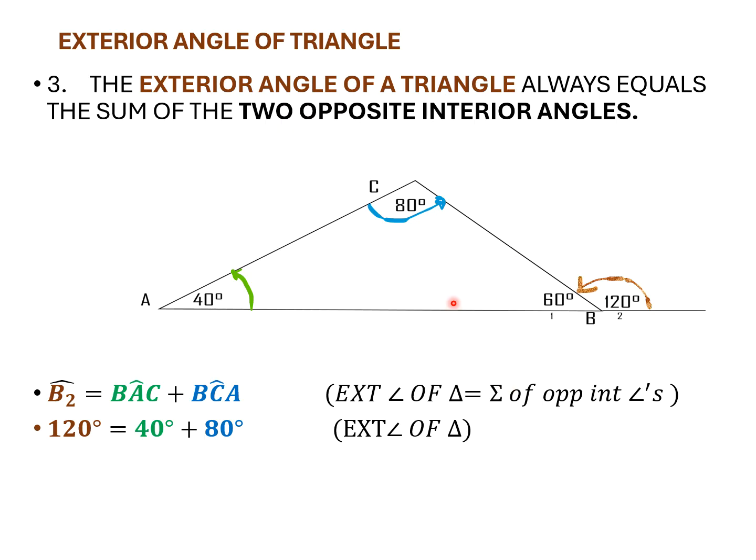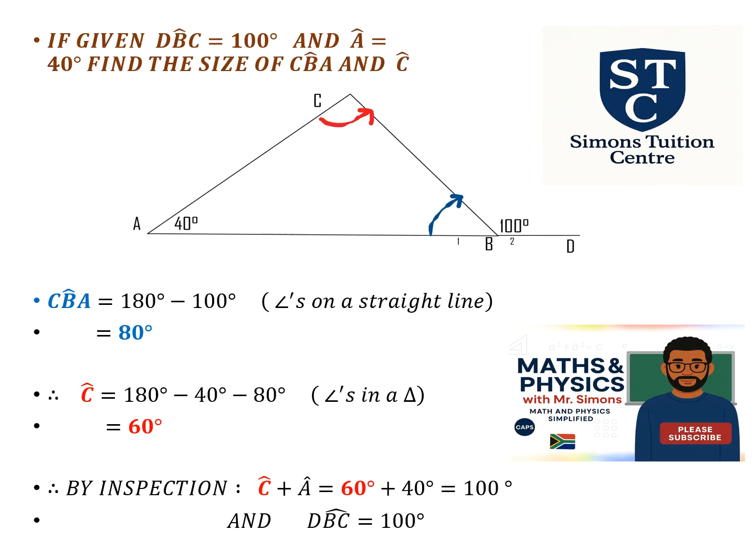This is now just refreshing all the things you've learned over the years from grade 8 up to grade 10 or end of grade 10. Right? So if given DBC equals 100 degrees, so DBC, that angle there is 100 degrees. Angle A is 40 degrees. Find the size of CBA. So we want the size here of blue and then angle C.